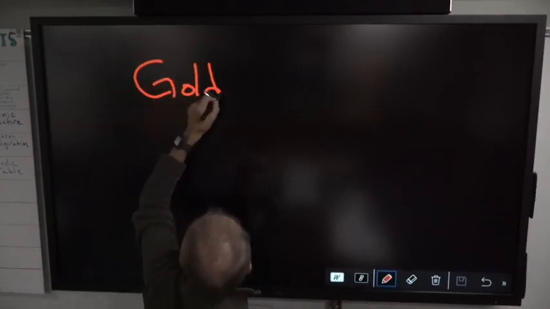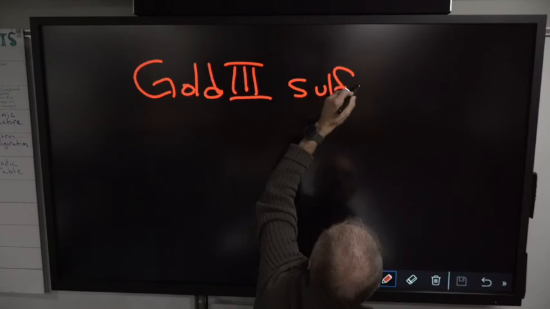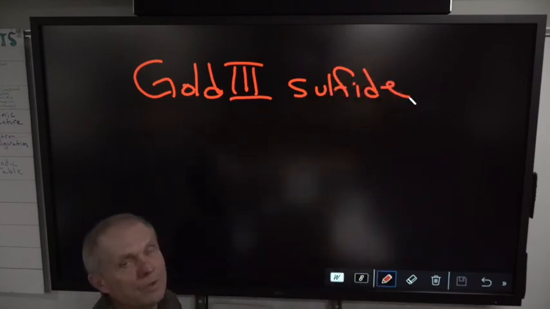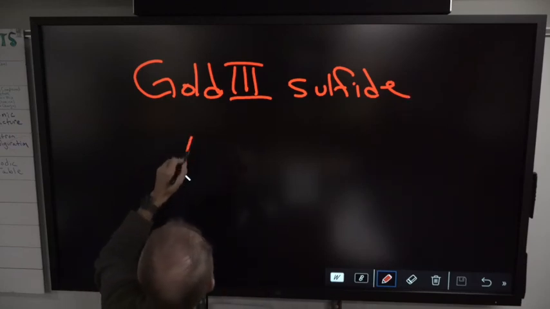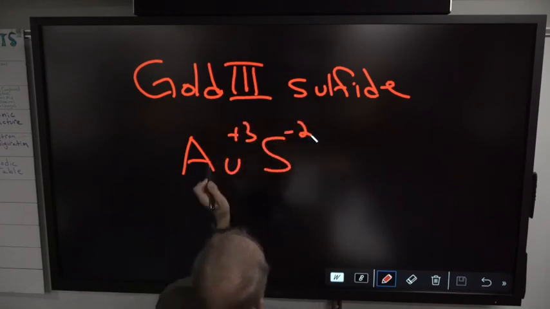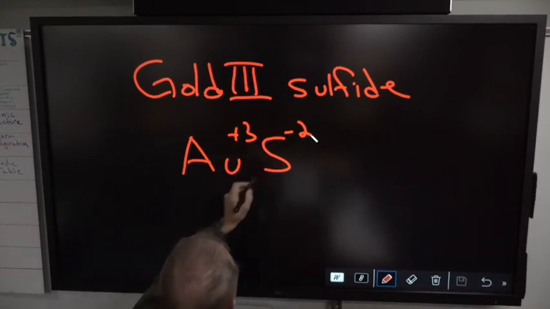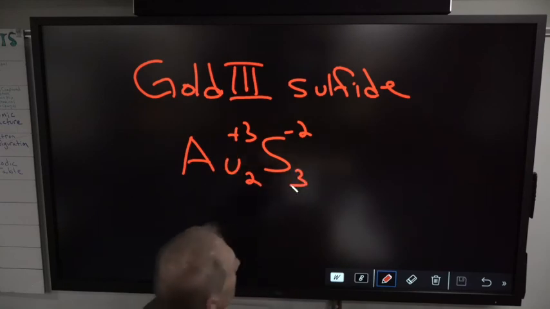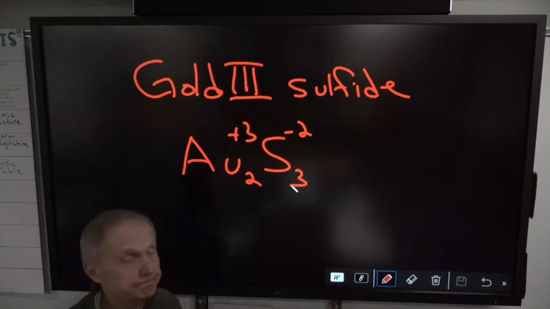Okay, so maybe we should do one more. How about this one? Gold, Roman numeral 3 sulfide. Well, the Roman numeral 3 means it's a plus 3. So Au plus 3, S is a minus 2. They definitely do not equal 0. Crisscross, drop the signs, and we're good. So it will be Au2S3. And that is an ionic compound using a transition metal. Okay?